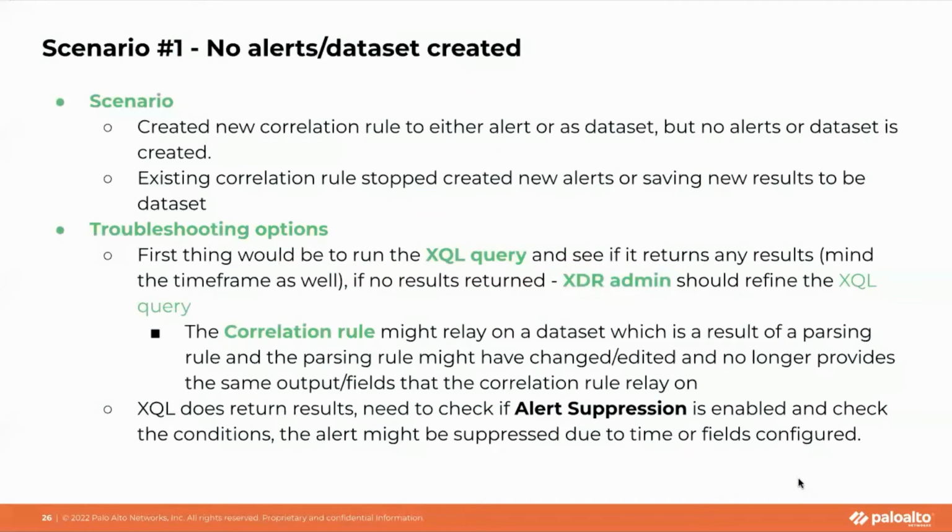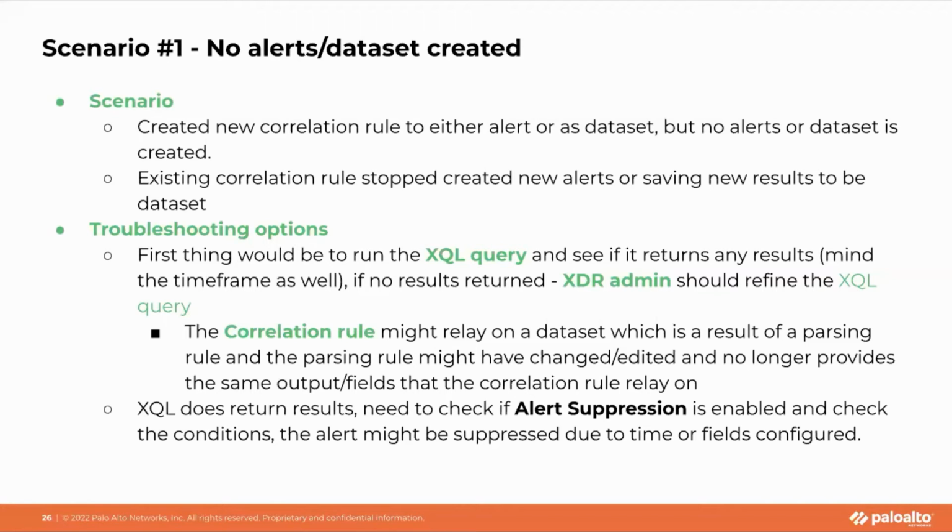Scenario 1: no alerts, no data set created. In this scenario, you created a new correlation rule to either alert or save to a data set, but no alert or data set is created. Or existing correlation rules stop creating new alerts or saving new results to a data set.